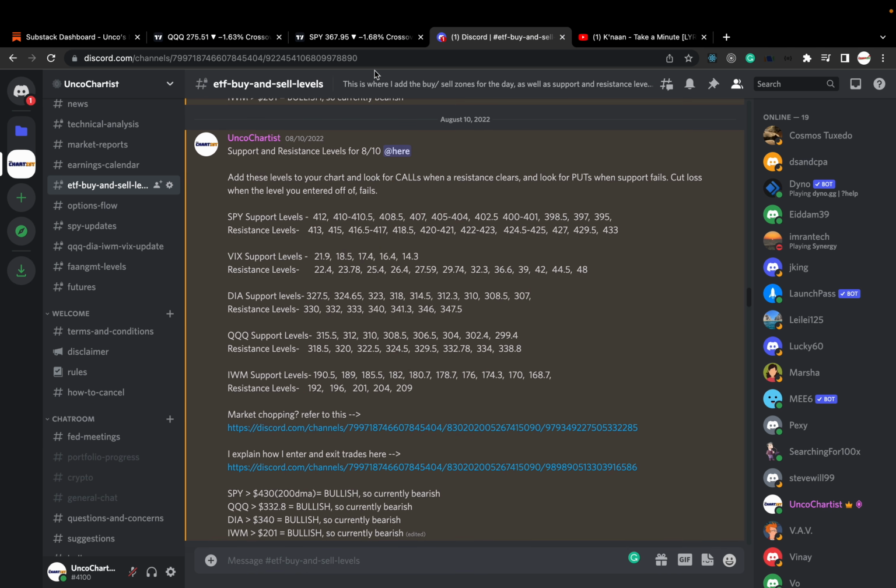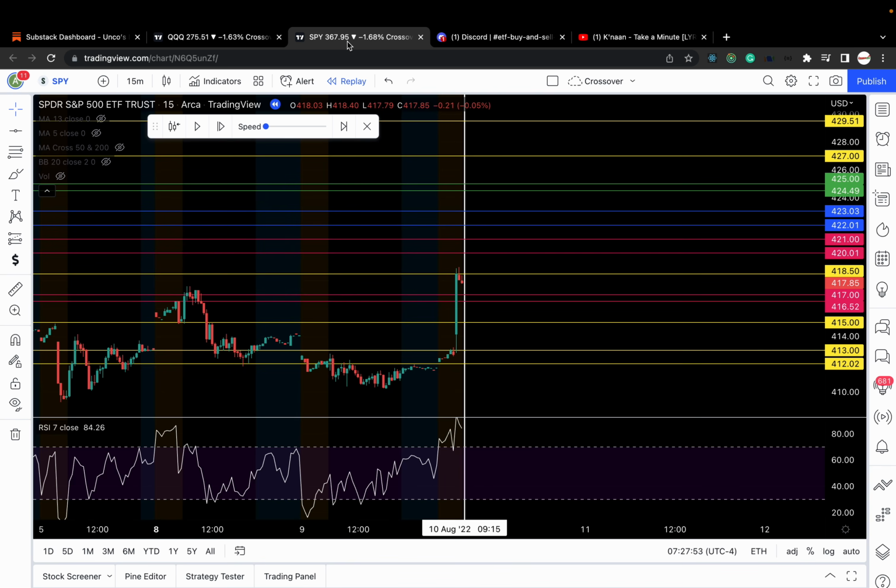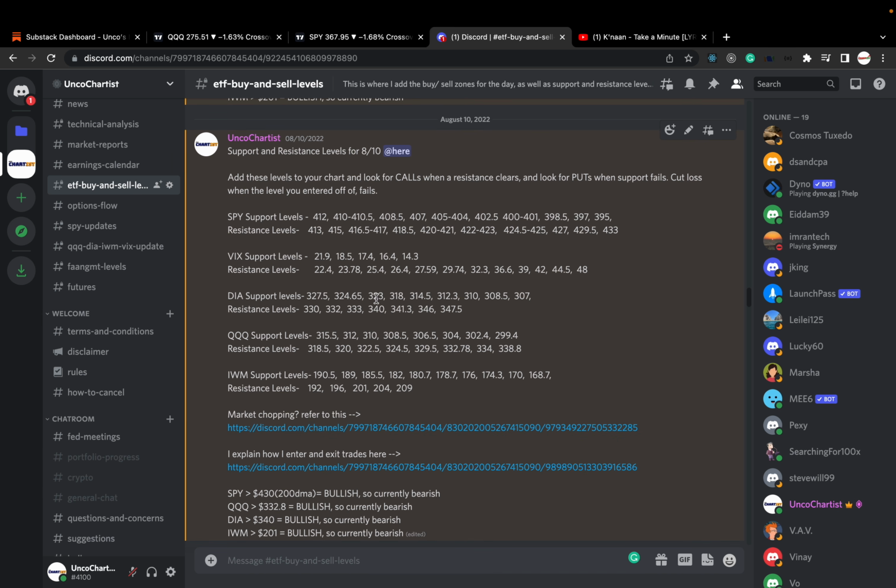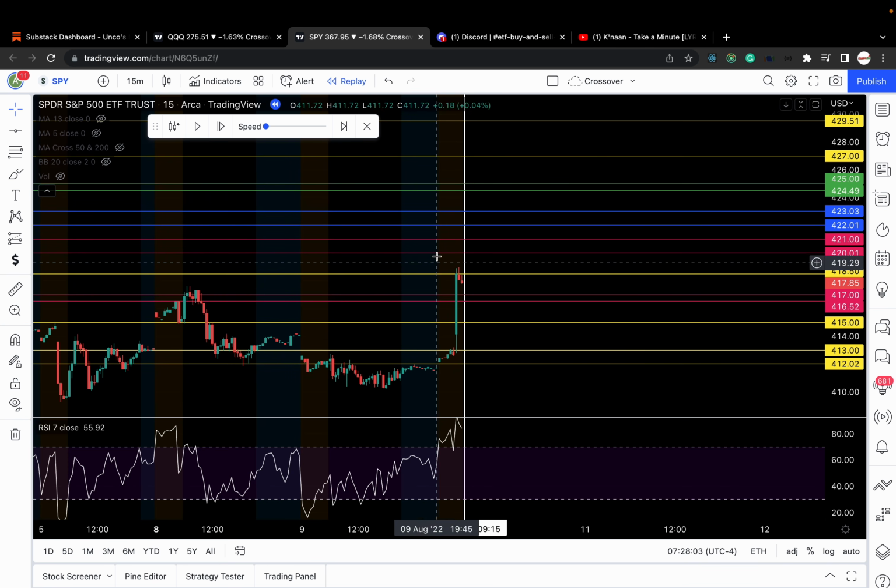Like I always say, Uncle Chartist's strategy is to long breakouts of resistance and short breakdowns of support. I just play it level to level. I don't chase home runs. All my levels are based on the daily chart, but I use the 15-minute chart to trade intraday. So it's August 10th, and this is the 15-minute chart. All the levels that I mentioned on my Discord are added right here.